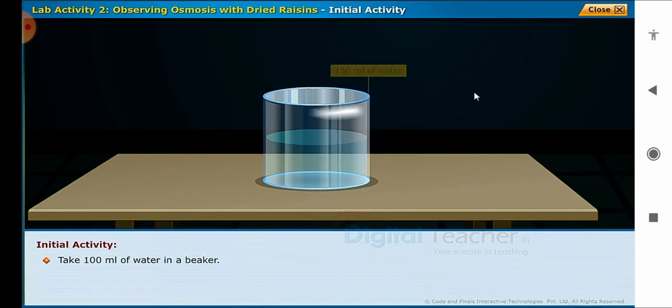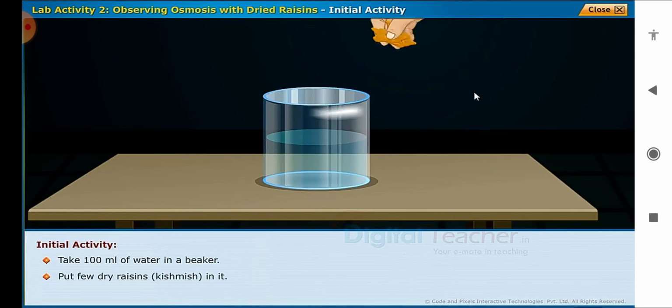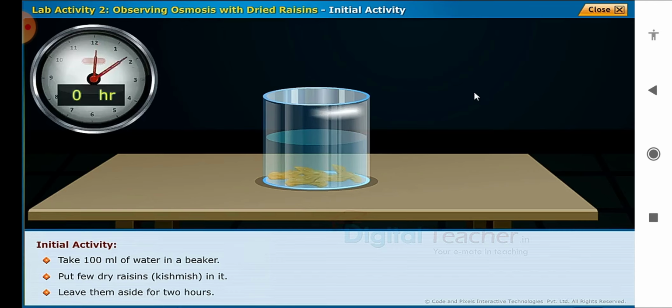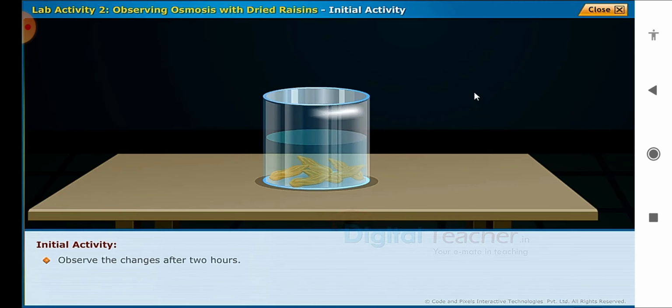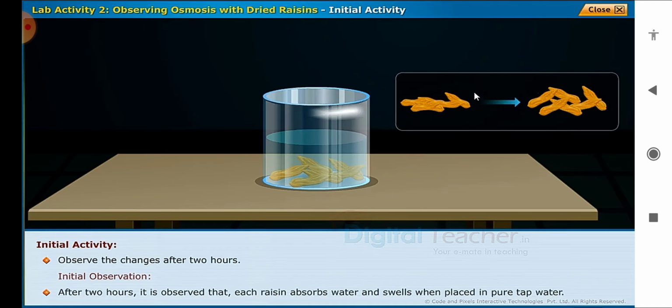Take 100 ml of water in a beaker. Put a few dry raisins or kishmish in it. Leave them aside for 2 hours. Observe the changes after 2 hours. Initial observation: after 2 hours, it is observed that each raisin absorbs water and swells when placed in pure tap water.